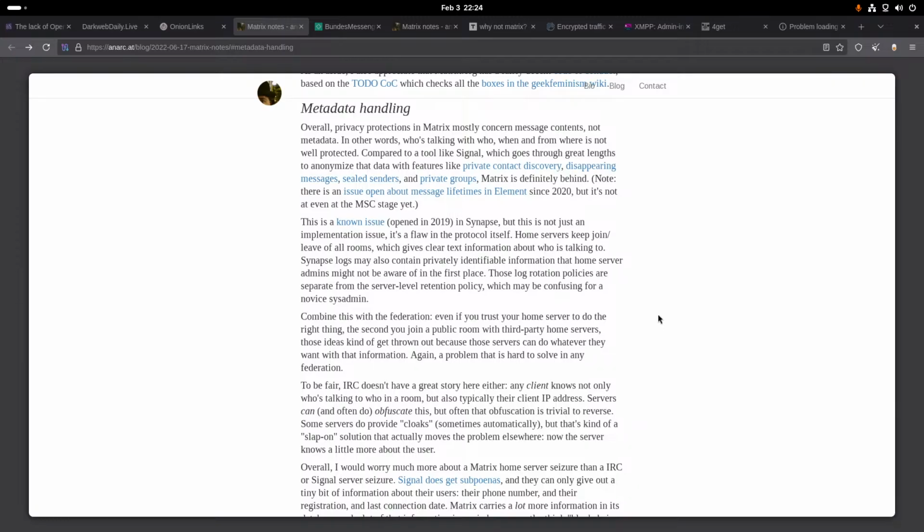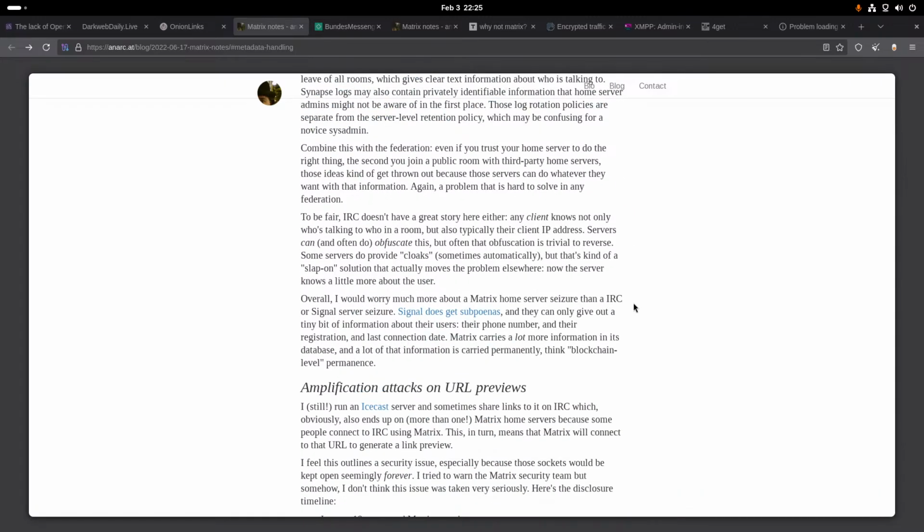Synapse logs may also contain personally identifiable information that the home server admins might not be aware of in the first place. Those log rotation policies are separate from the server-level retention policies, which may be confusing for a novice sysadmin. Combine this with federation: even if you trust your home server to do the right thing, the second you join a public room with third-party home servers, those logs get thrown out, because those servers can do whatever they want with the information.